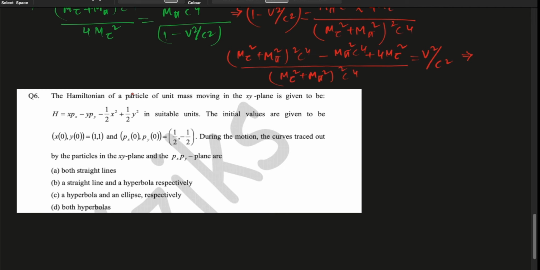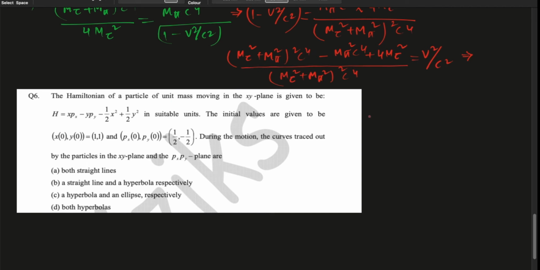Okay, so basically you need to find the solution of this equation, so that you can find the curve in the phase space px, py. So you have to find the phase space trajectory in the xy plane. So x, px and y, py, what you need to do is find the equation.